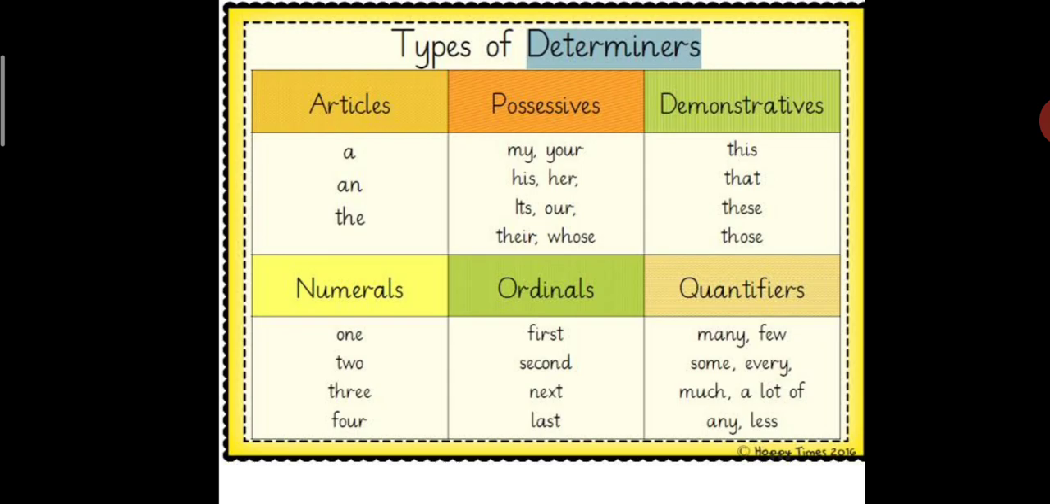Then demonstratives, which demonstrate or point out: this, that, these, those. Then come the quantifiers, meaning the amount or number: many, few, some, every, much, a lot of, any, less.